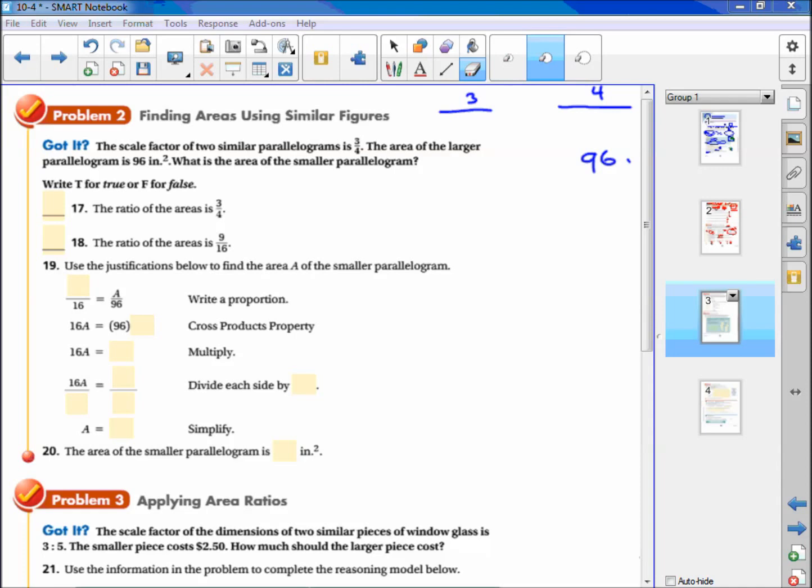96 squared. Okay, so 96 inches squared. And then this one over here, we don't know. So it's x inches squared. Okay, what is the area of the smaller polygon? So write true or false for each statement.